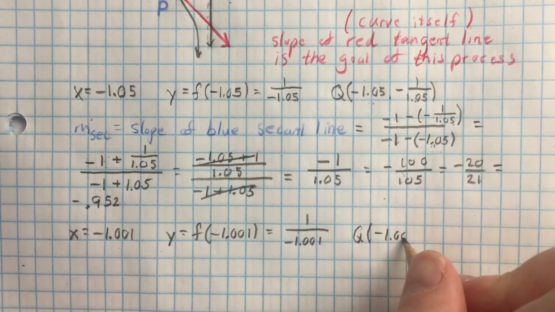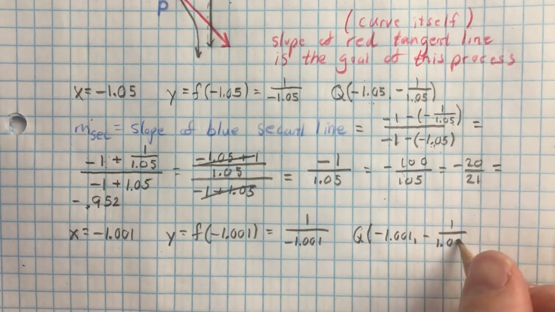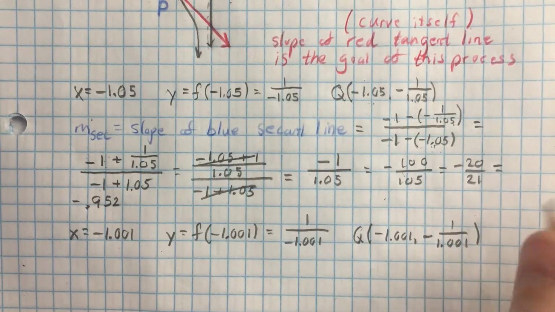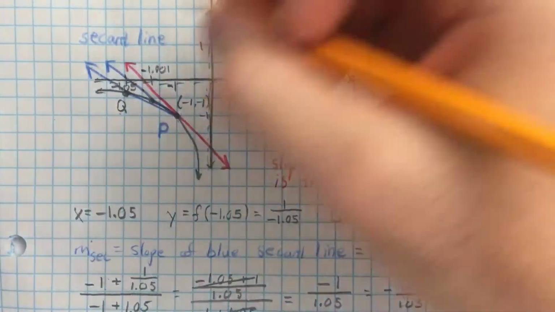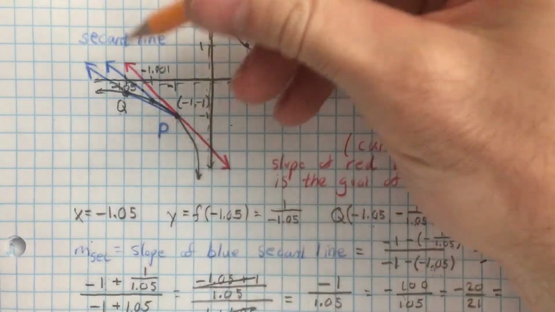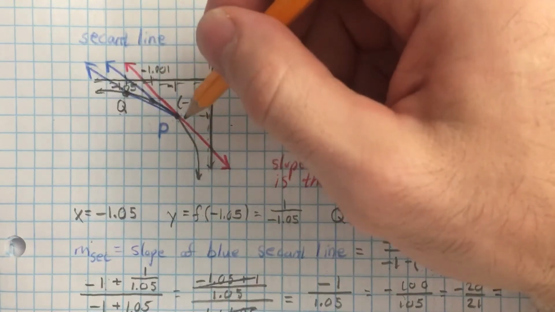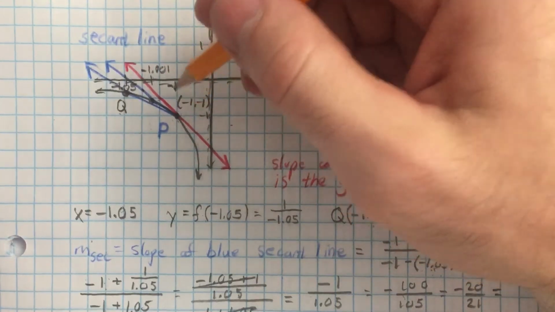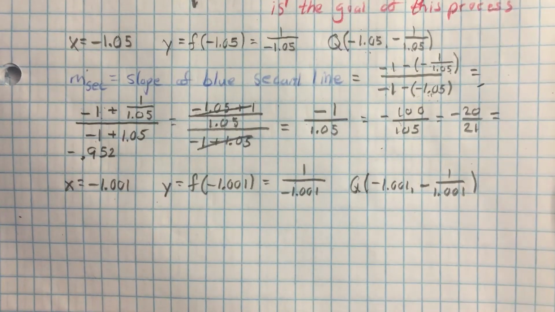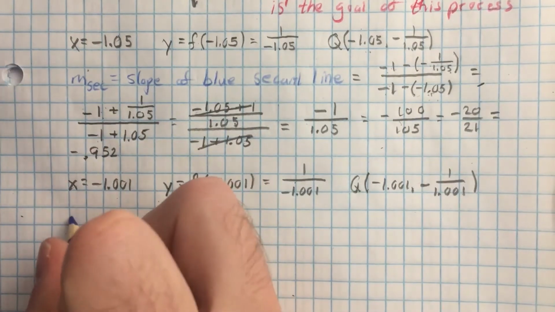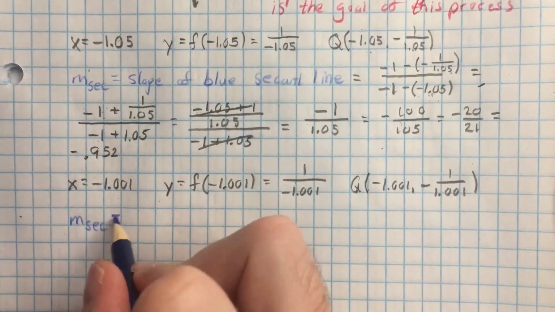is negative 1.001, negative 1 over 1.001, and that is the new point, right, the second one that I drew here, that we're going to construct the line between it and the point P and check on what the new slope of that secant line is. Okay, so we do another computation of the slope. Okay? So again, we want to know what m secant, slope of secant is.